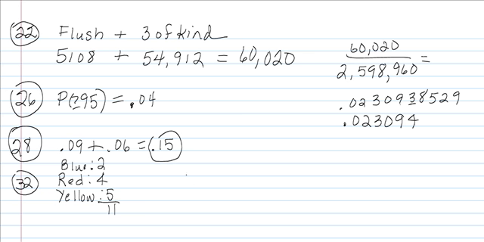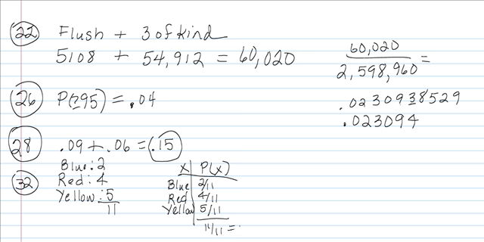So X is representing the color. So blue, red, yellow. So we have 3. And the probability of X is going to be out of the total 11. So it's 2 out of 11, 4 out of 11, and 5 out of 11. And notice the sum of the probabilities is 1, which is correct. Okay, that takes care of the sample problems for section 11.2.